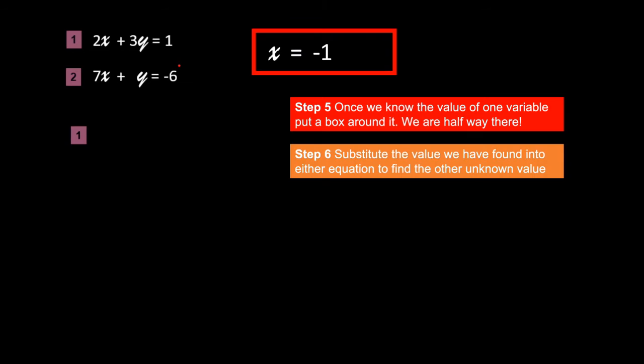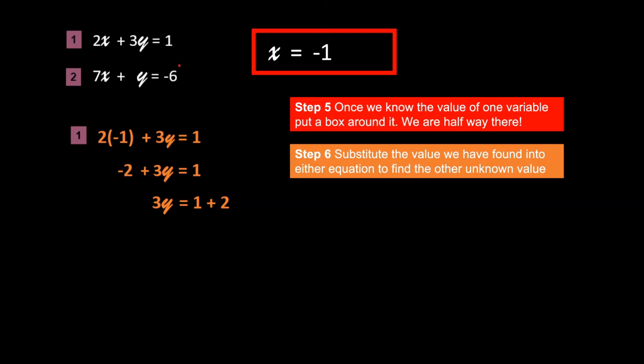So 2 times the x value plus 3y is equal to 1. If the x value is -1, we're doing 2 times -1 plus 3y should be 1. 2 times -1 is -2, so -2 plus 3y equals 1. If I want to find out what y is, I need to rearrange this equation to get y on its own. So y is being multiplied by 3 and then added to -2. If I subtract -2, that's the same thing as adding 2.